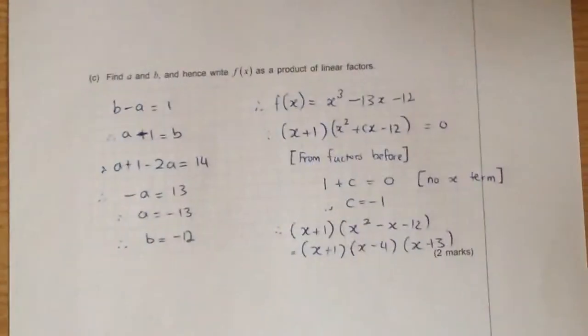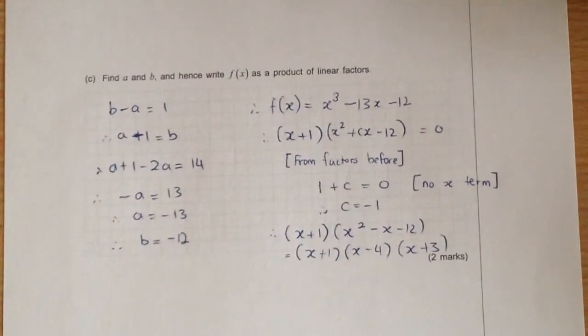So we're on to the last part. We're on the home stretch for question 5. Find a and b, and hence write f of x as a product of linear factors. The keyword there is linear. So we're going to find a quadratic factor first, and then from there we can find the linear factors. So this is where a bit of algebra comes into play.